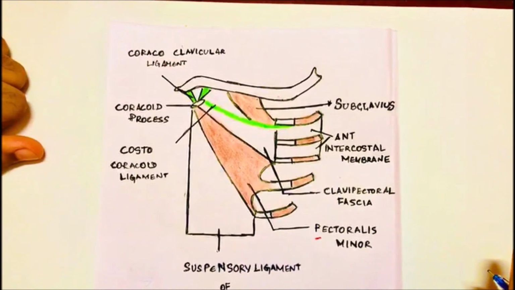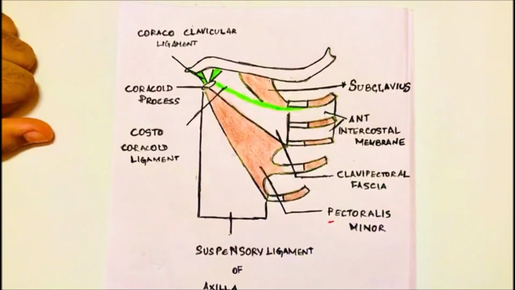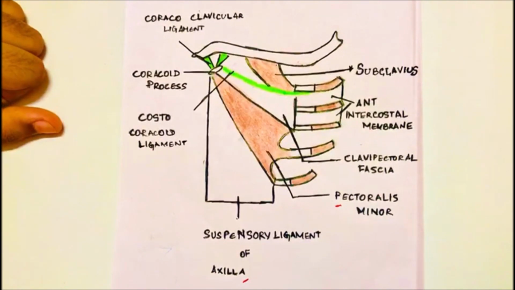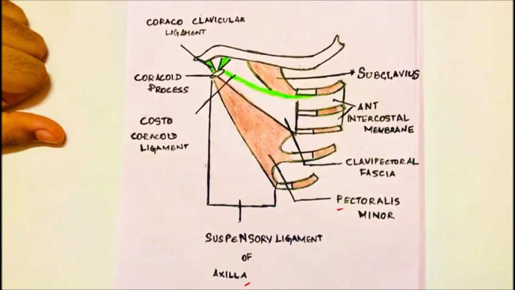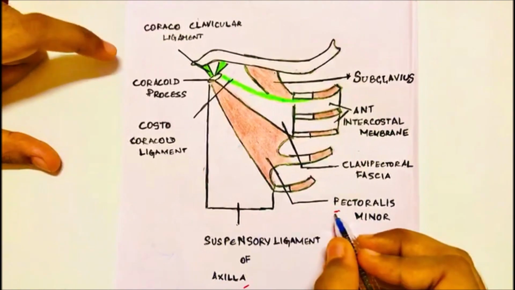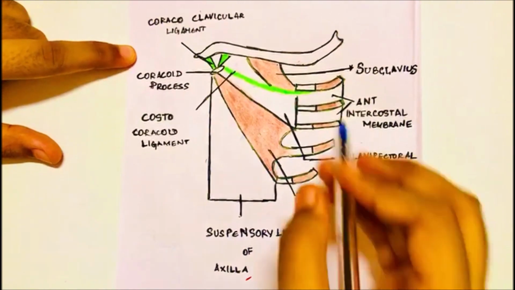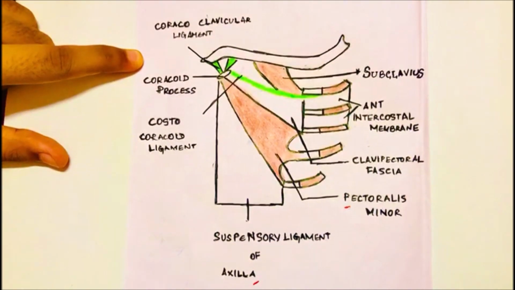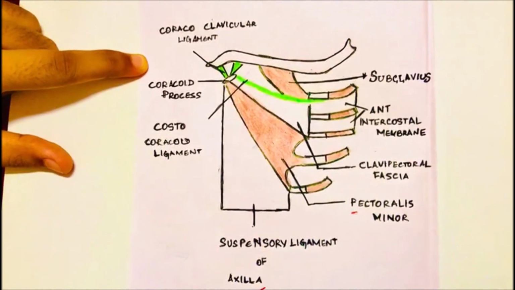In order to make you easily understand, we'll be discussing in detail about the clavipectoral fascia in the form of a diagram. To give a very brief introduction, it is a strong sheet of fascia extending from the pectoralis minor to the inner surface of the clavicle. It has four attachments: medially, laterally, above, and below.